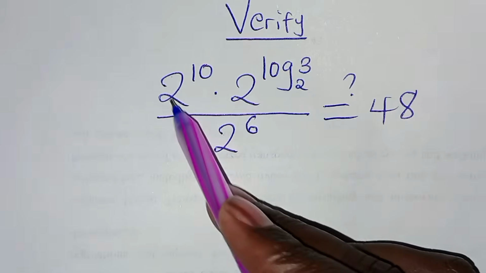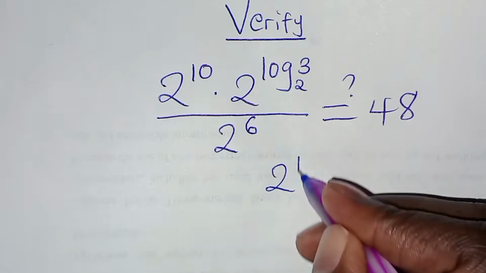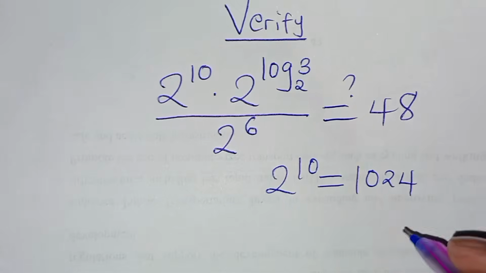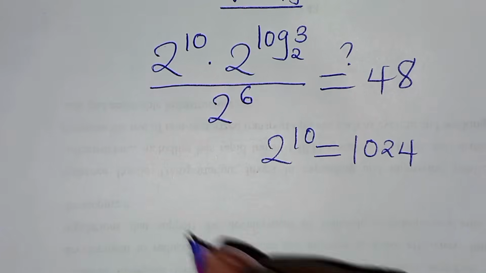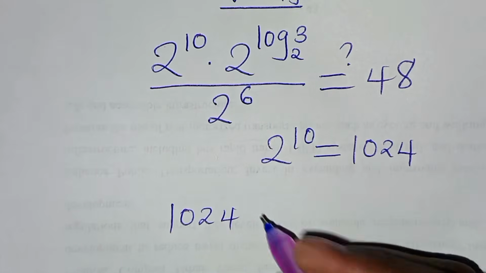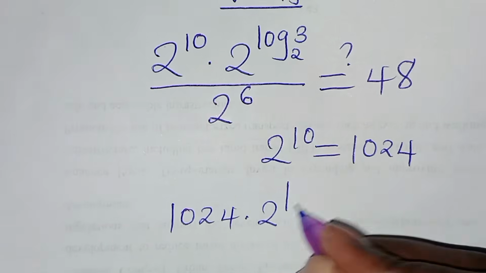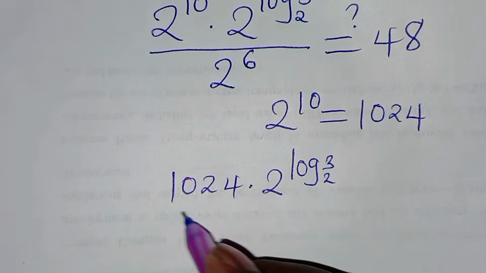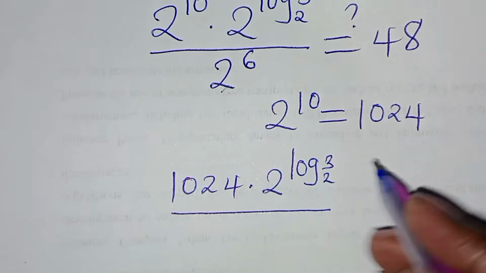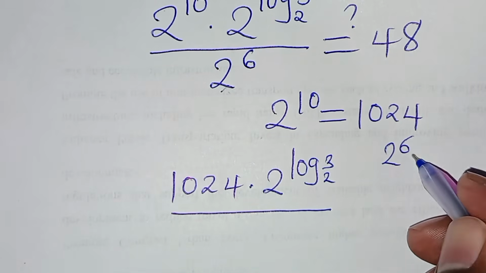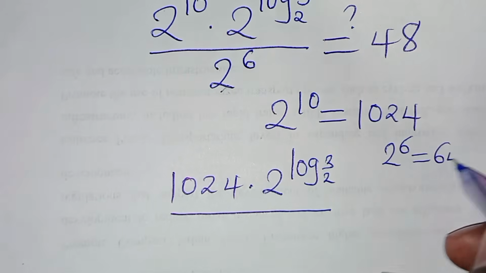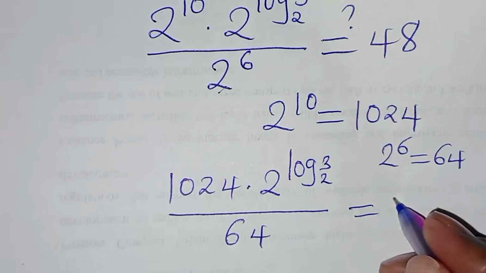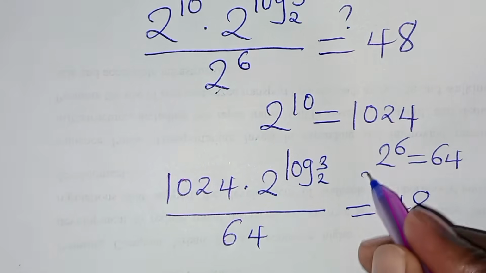So here we have 2 to the power 10, which is equal to 1024. So we have 1024 times 2 to the power log 3 to base 2 divided by 2 to the power 6. 2 to the power 6 is equal to 64. So divided by 64, this should give us a value of 48.